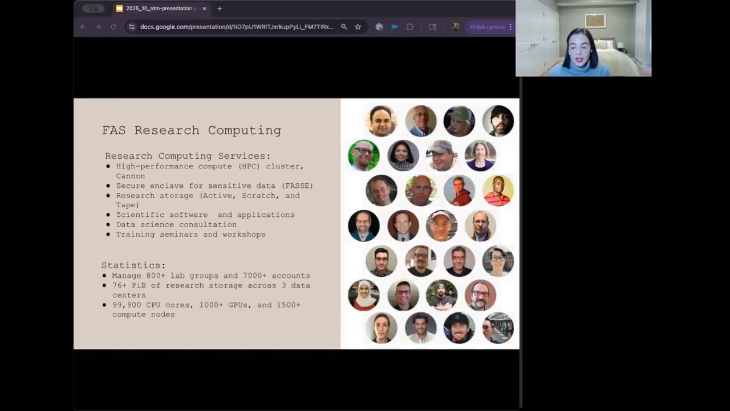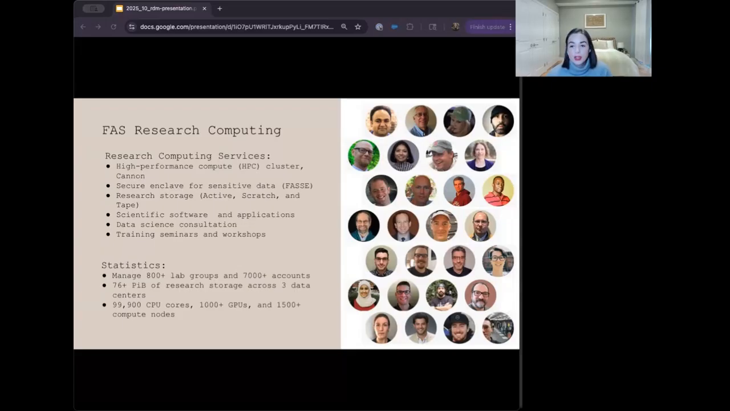And then a bit more about us, FAS Research Computing. We were established in 2007, so we're almost at 20 years. We reside in the Division of Science at FAS, and we oversee the High Performance Compute Cluster, or CANON, as well as a secure enclave for sensitive data, which we call FASRC. We offer several different types of research data storage, both free or complimentary and paid services. We offer access to scientific software and different applications, and training and consultations related to data science and research computing.